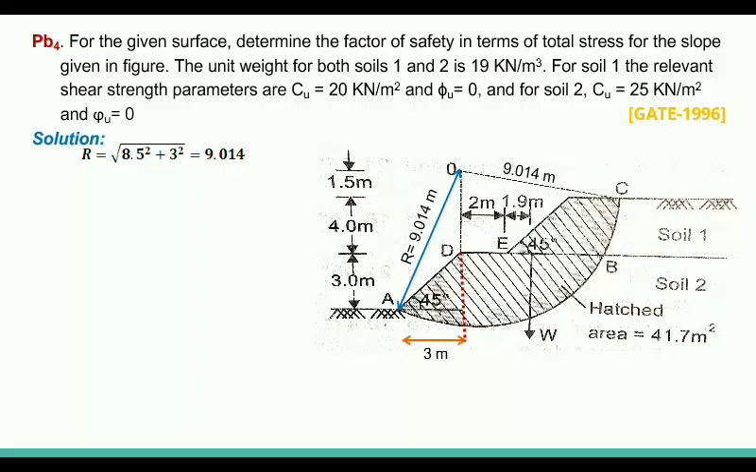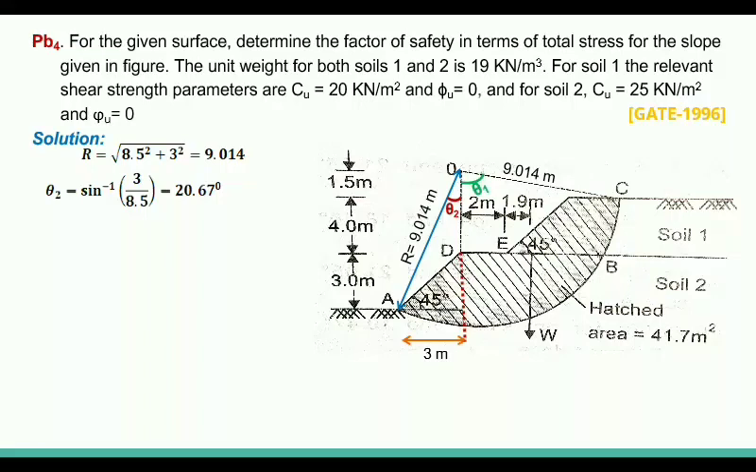Now we can calculate theta 2, the angle AOD, which is mentioned in the figure. By applying the trigonometric equation, theta 2 would be the sine inverse of 3 by 8.5, and it would be 20.67 degree. Clear?